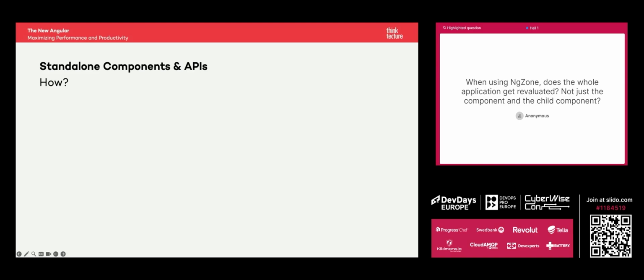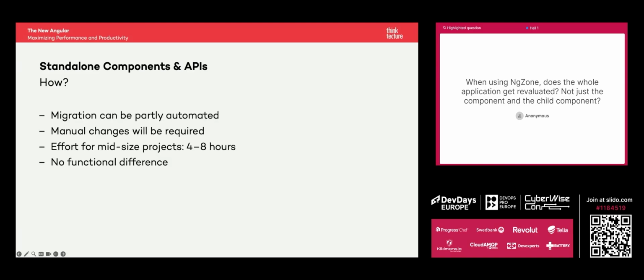How can you do it? In this case, there is a migration available that partly automates this process. Manual changes will still be required. We migrated a smaller project in a day, you could say. The problem is that there's no functional difference. So you really have to convince your boss and say, hey, this is for future-proofing our application because it will behave the same afterwards. There's also no performance improvement this time.